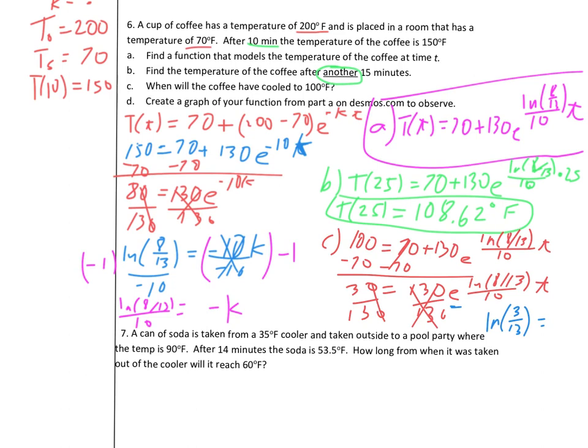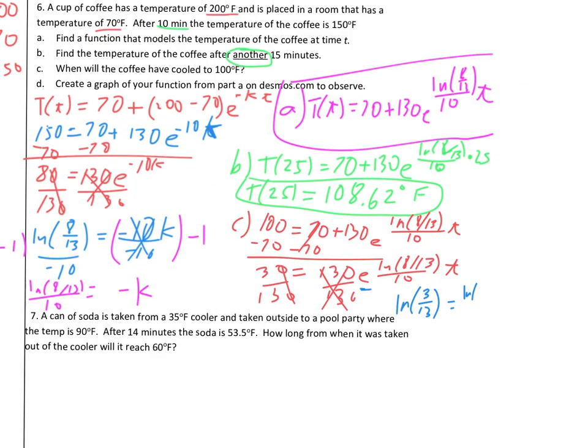the exponent. So what was in the exponent was ln of, and let me get some more space here, 8 over 13 divided by 10 times t. So now it's still a fraction, but it's out of the exponent. So now to isolate t, I'm going to multiply both sides by 10 over ln of 8 over 13. We're going to multiply by the reciprocal there.